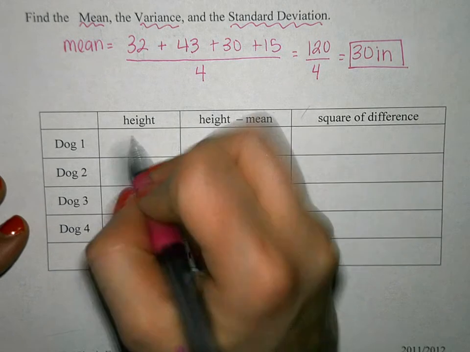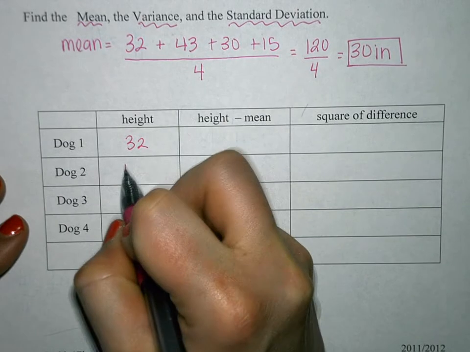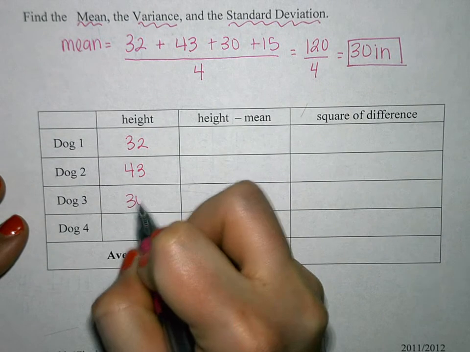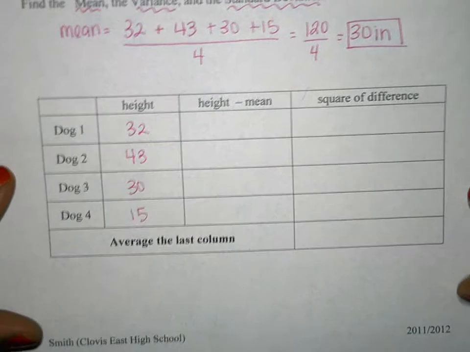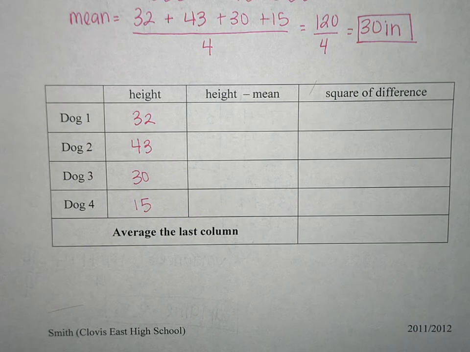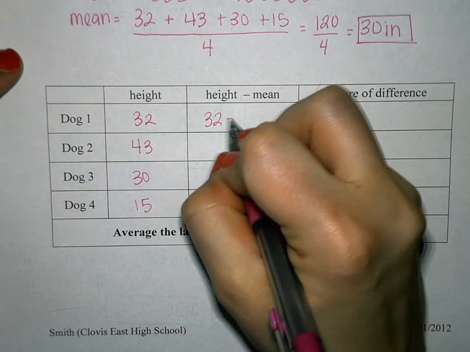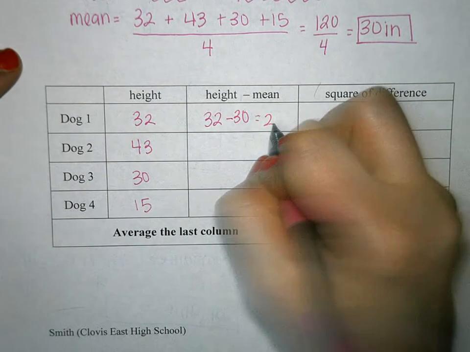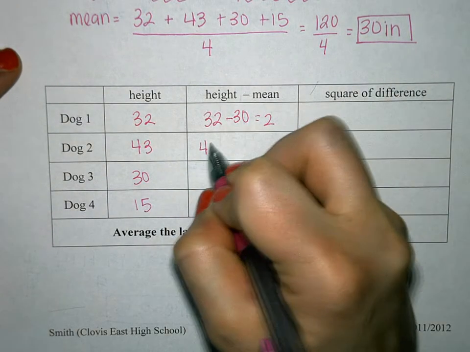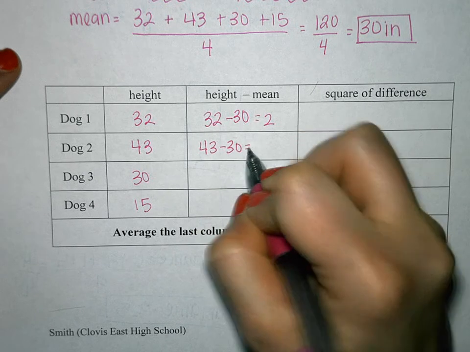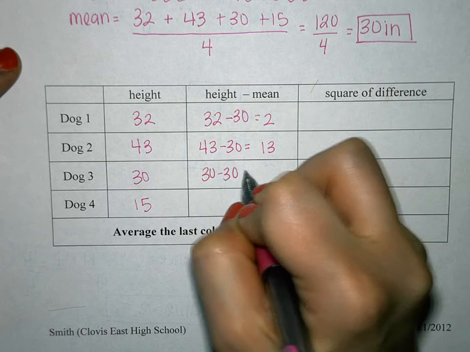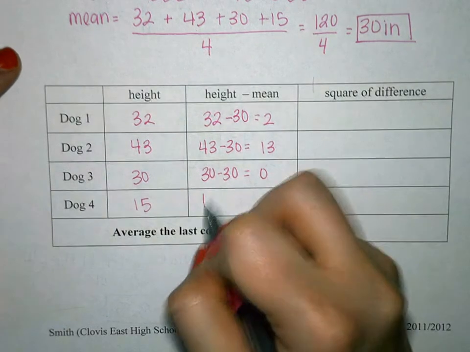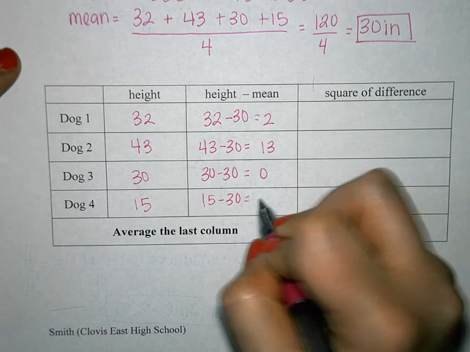The height of dog 1 was 32. The height of dog 2 was 43. Dog 3 was 30 inches, and dog 4 was 15 inches. So then our next step was to take each height and subtract it from the mean. So this is going to be 32 minus 30, which comes out to 2. The next one would be 43 minus 30, so that's a difference of 13. 30 minus 30, which is a difference of 0, and 15 minus 30, which is a difference of negative 15.